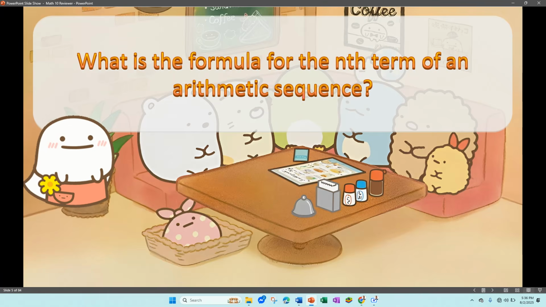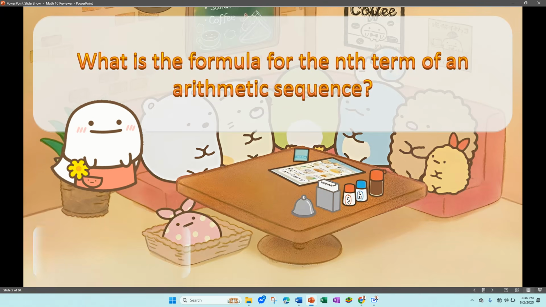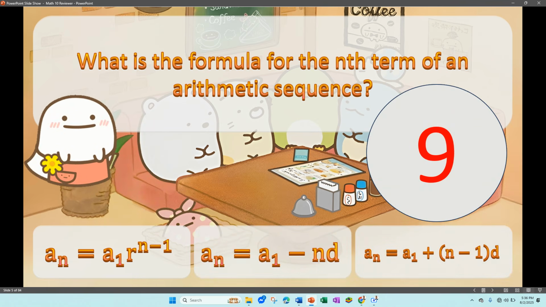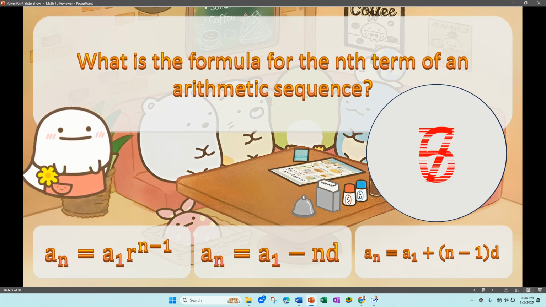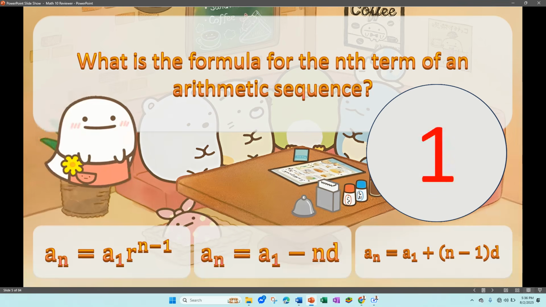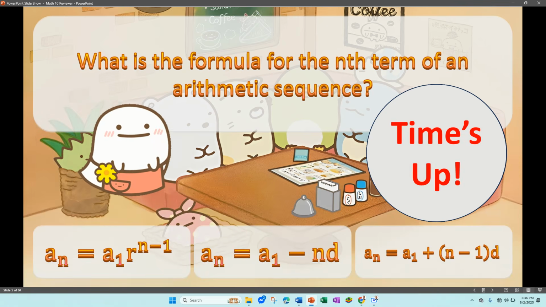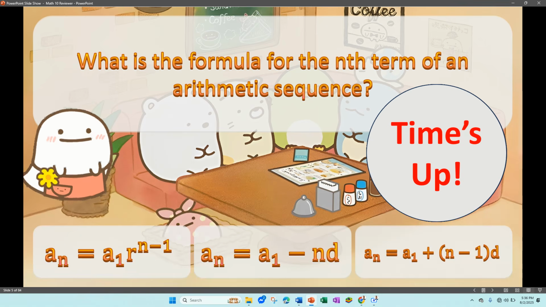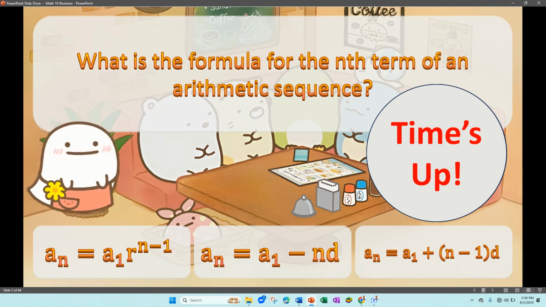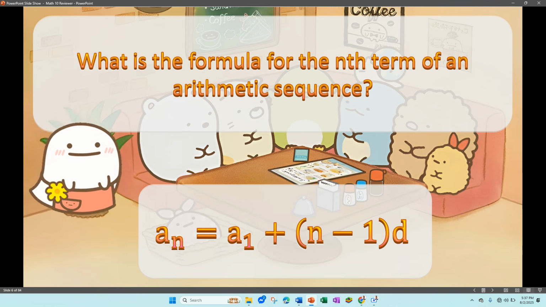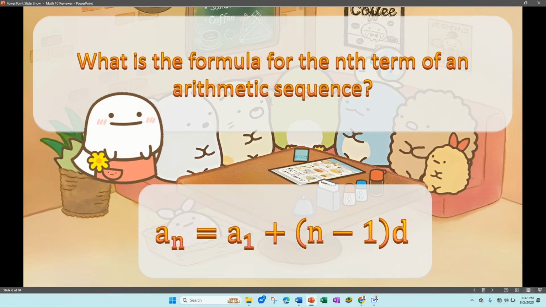What is the formula for the nth term of an arithmetic sequence? 10 seconds, go. Okay, time is up. So, yung unang option po is all about geometric sequence. And yung option number 2 is i-formula po. Wala pong formula yan kung ano mang sequence. Correct answer is option number 3. That is a sub n is equal to a sub 1 plus the quantity of n minus 1 times d.